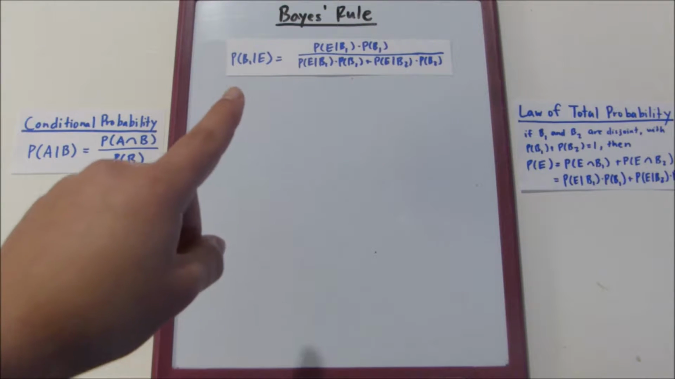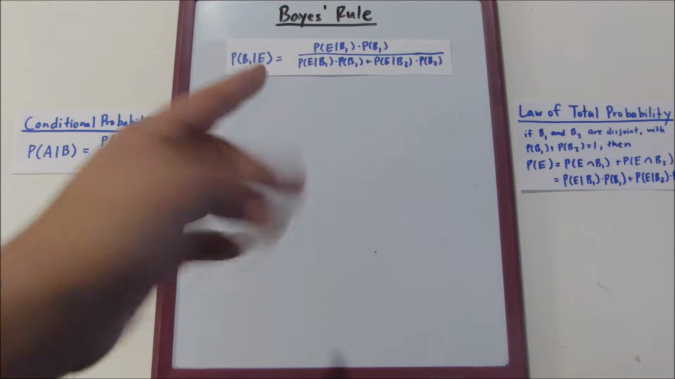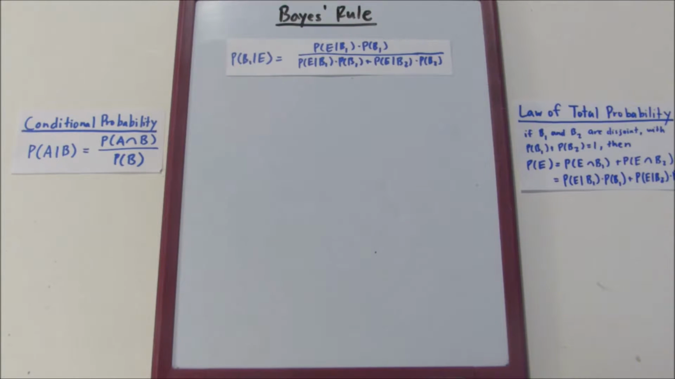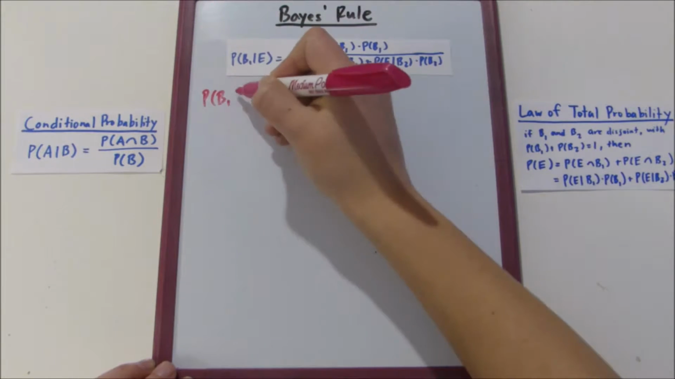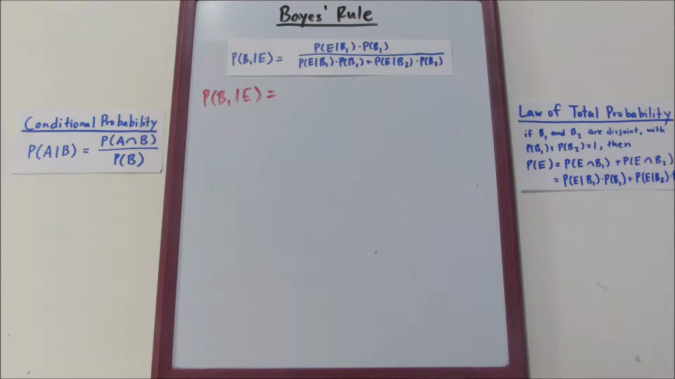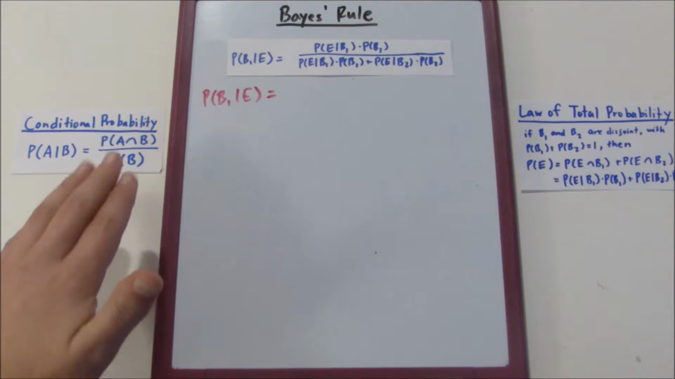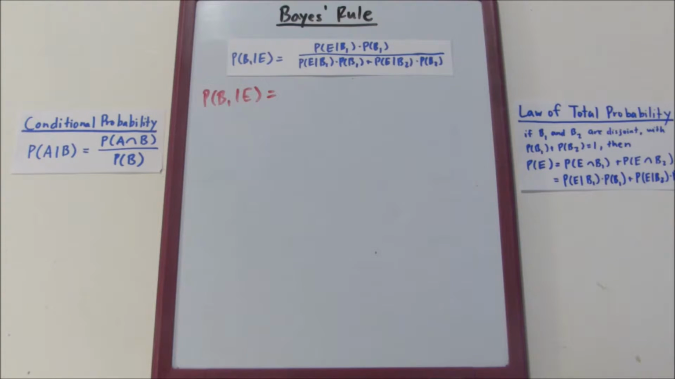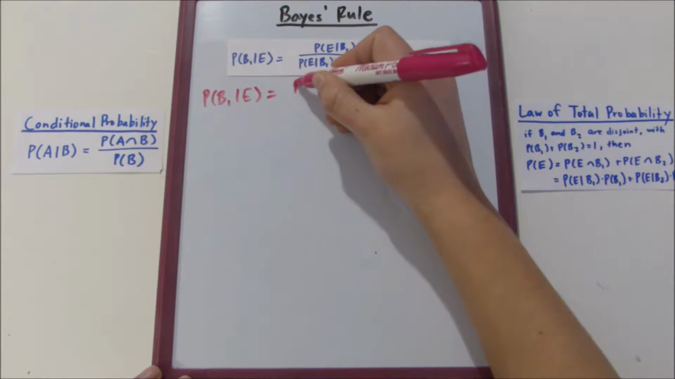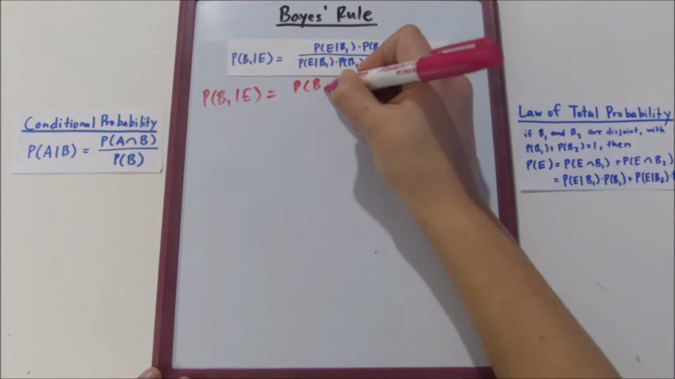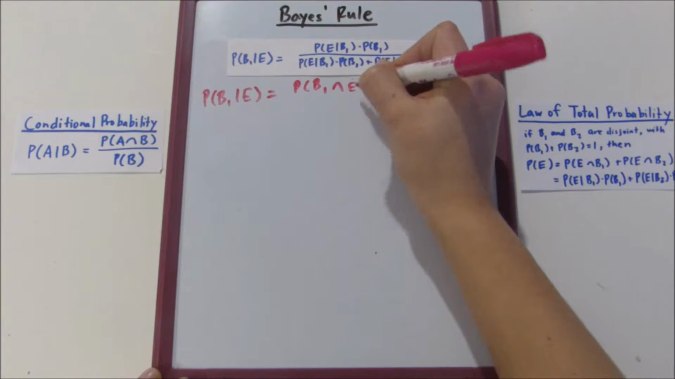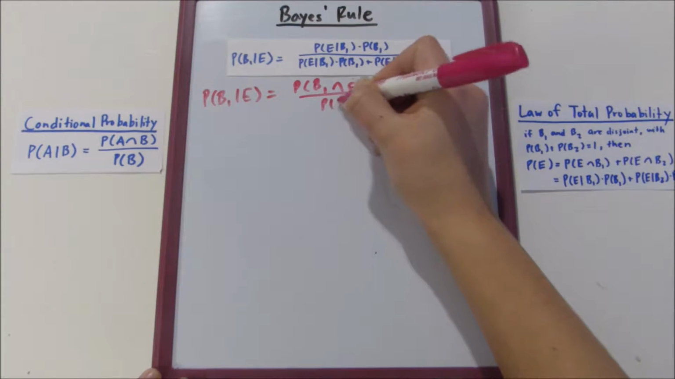So what we're trying to find here is the probability of B1 given that some event E occurred. So let's write that down. That's our starting point. And then already with conditional probability, we can take this and set it equal to this in its respective variable form. So it would be P of B1 and E all over P of E.